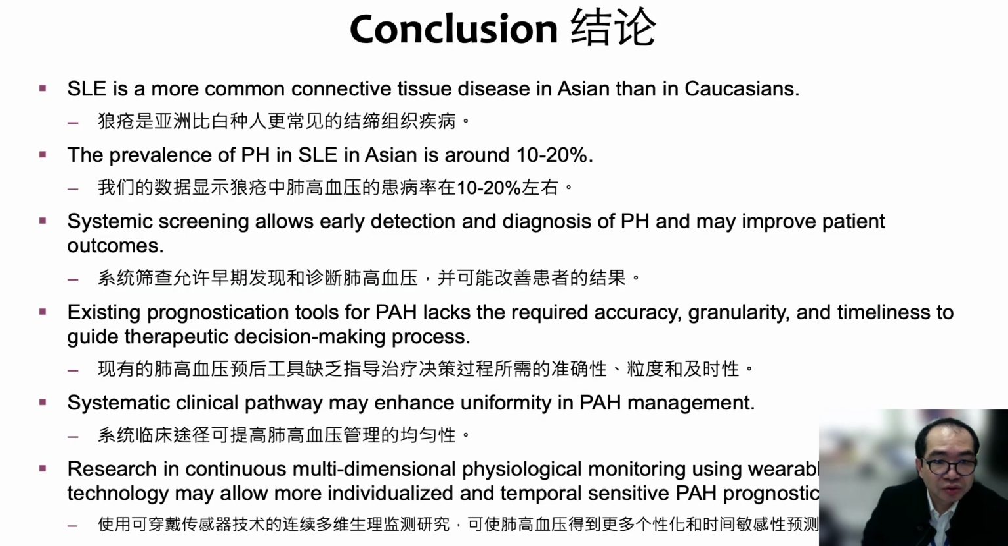So I'd like to conclude my talk as such. I think connective tissue disease is an important cause of pulmonary hypertension, and SLE is more common in Asians than in Caucasians. And we found that the prevalence of pulmonary hypertension in Asian SLE patients is around 10 to 20%. And because of that, systematic screening allows early detection and diagnosis of PH and may improve clinical patient outcome.